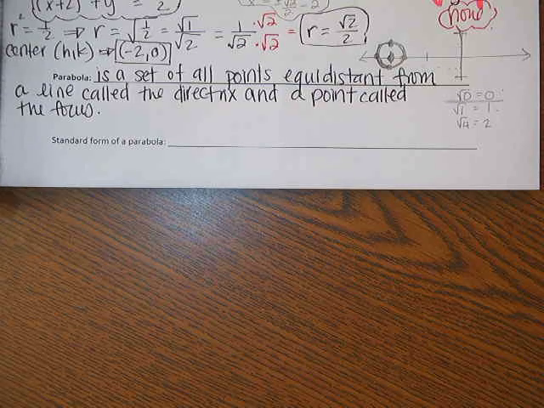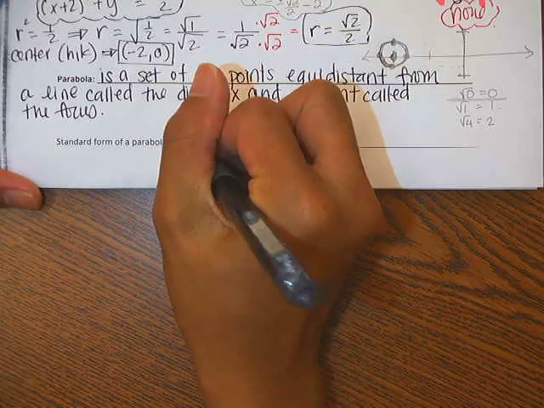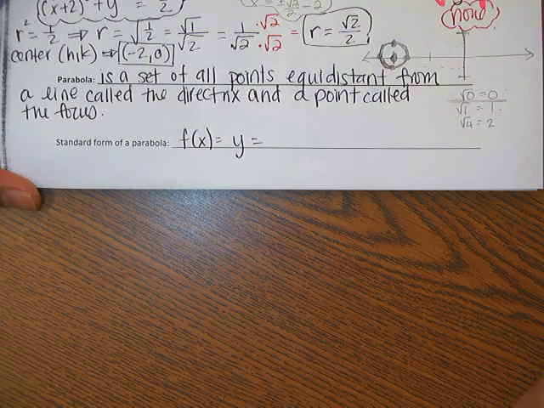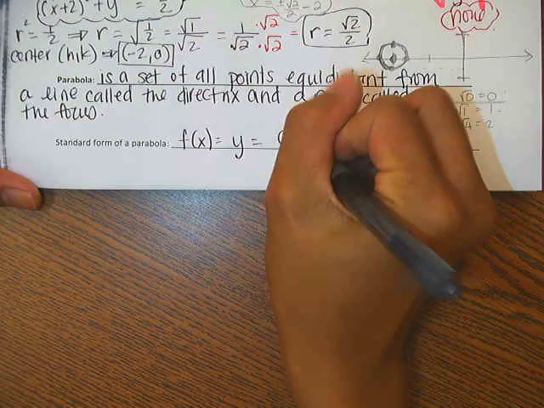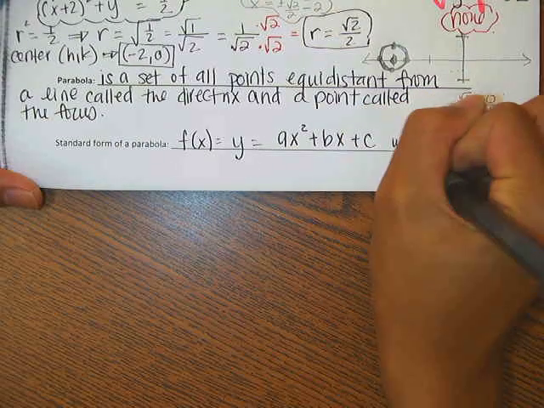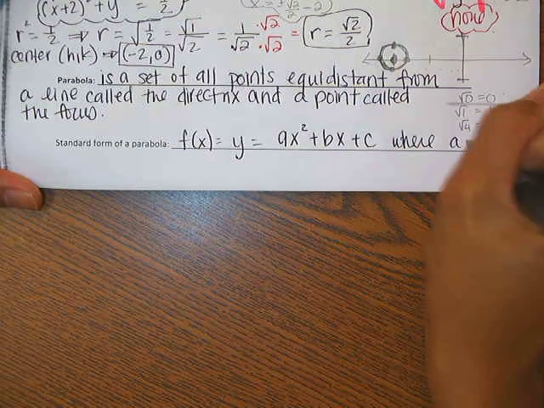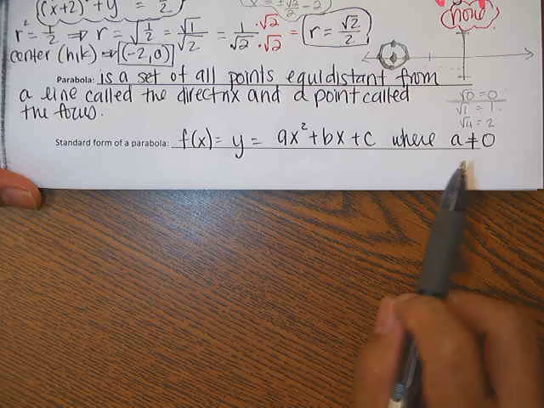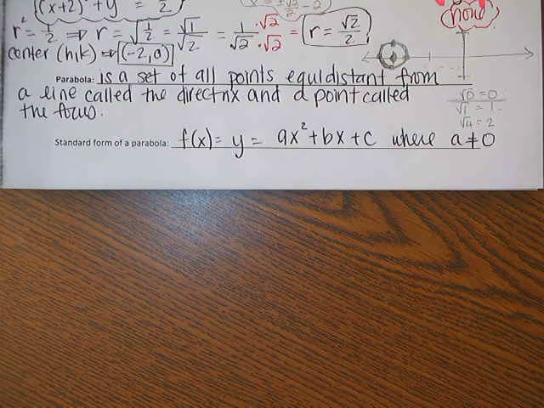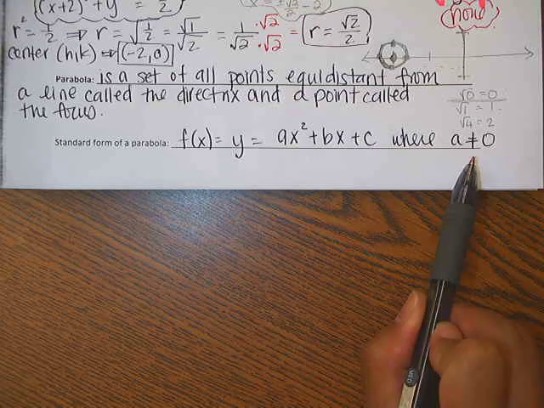Okay. The standard form of a parabola is going to be f of x equals, or even y equals, it doesn't really matter which form you are using, ax squared plus bx plus c, where a can never ever be 0. Okay. Why is it that a can't be 0? What's the reason behind that? What is the reason that a can never ever be 0?